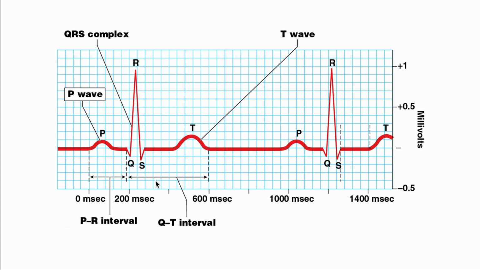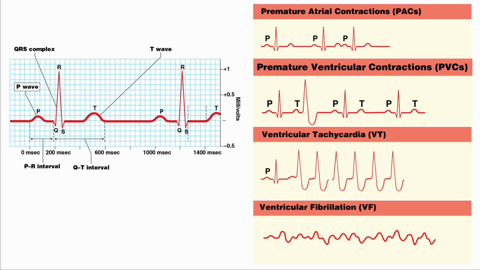So any change to this pattern would indicate that something is a little bit off. So for example, here's our normal pattern over here, like we just looked at. But up here, we could see premature atrial contraction. So that is when the atria are contracting before they should.